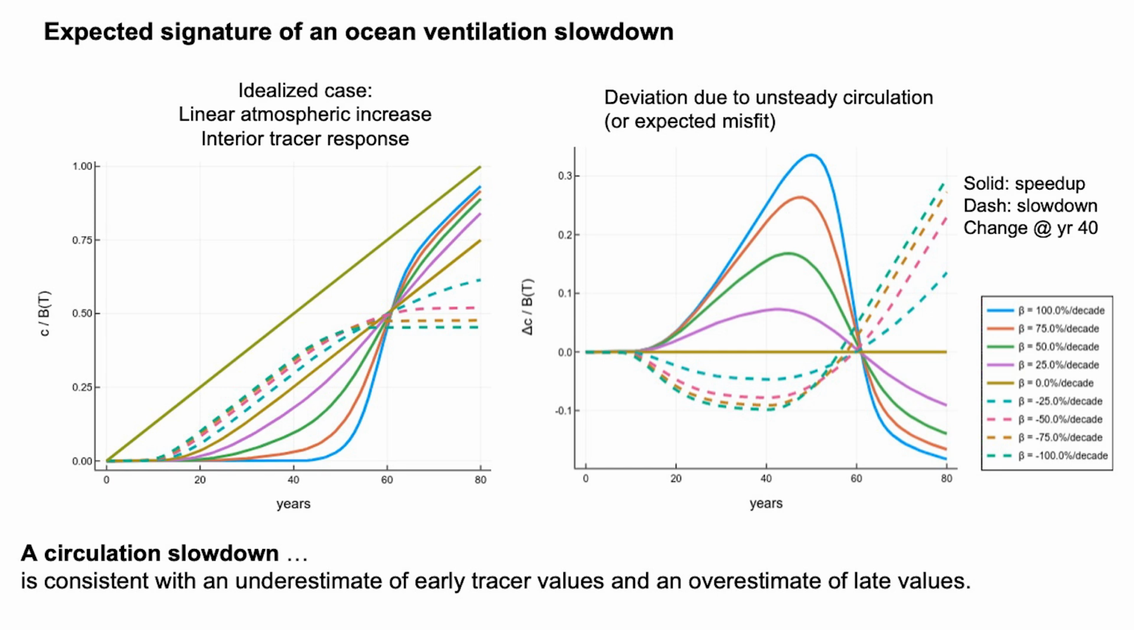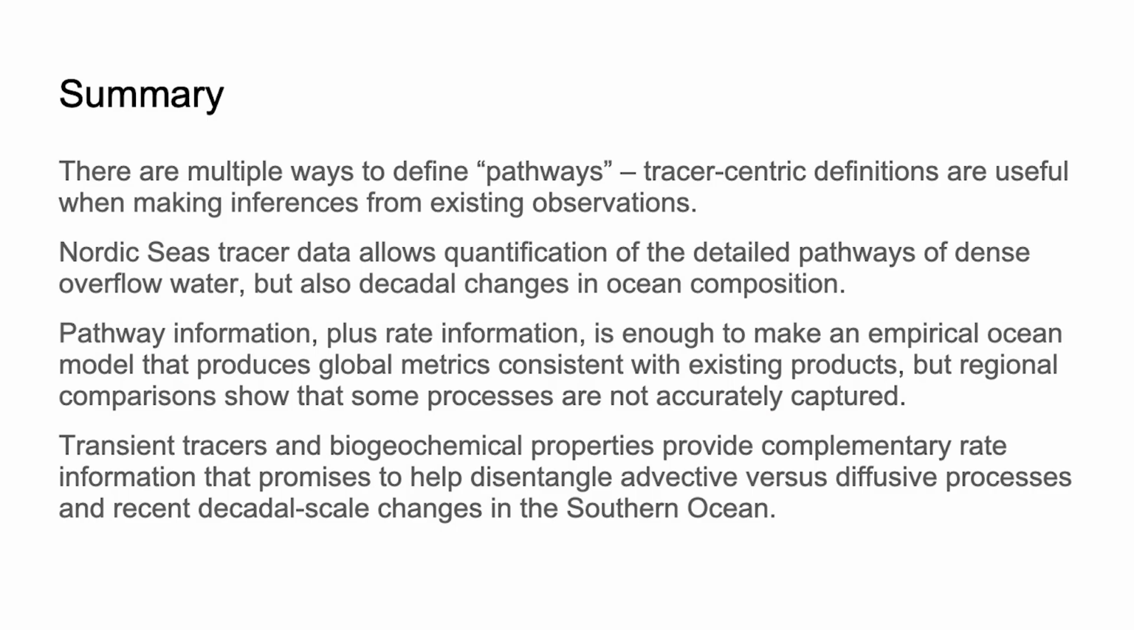What's on the right-hand side is taking the same plot from the left-hand side, but seeing what the error is. So what is the difference between what you would get for a steady circulation versus one where it's changing? The idea here is that in time we have errors of one sign early on and the opposite sign later on. And so from this, you can actually try to figure out what the circulation slowdown was based on the observations.